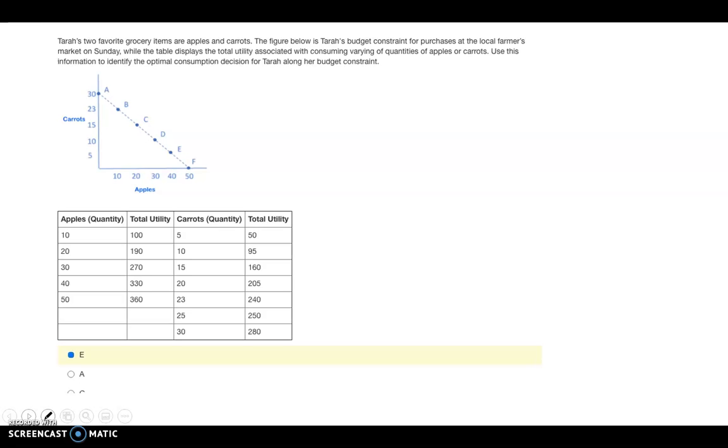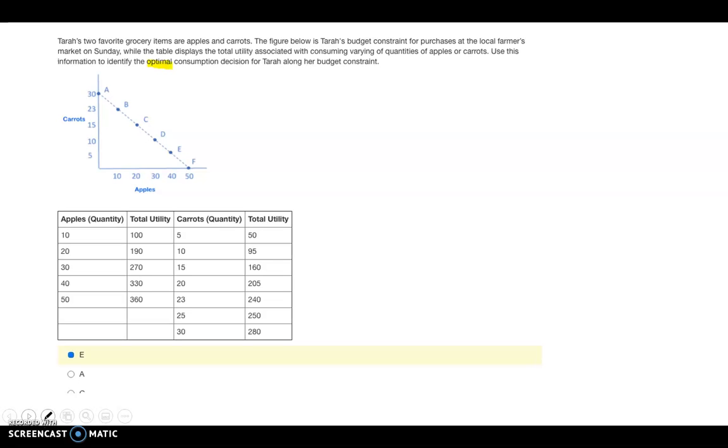Okay, so here we have a utility problem that one of the students asked about. Tara's two favorite grocery items are apples and carrots. The figure below is Tara's budget constraint for purchases at the local farmer's market Sunday. The table displays total utility associated with consuming varying quantities of apples and carrots. Use this information to identify the optimal consumption decision for Tara along her budget constraint.